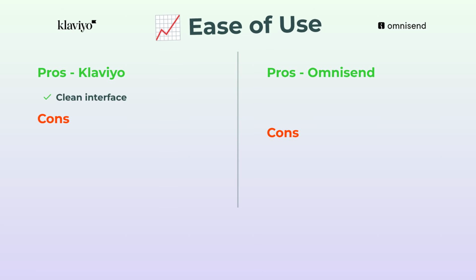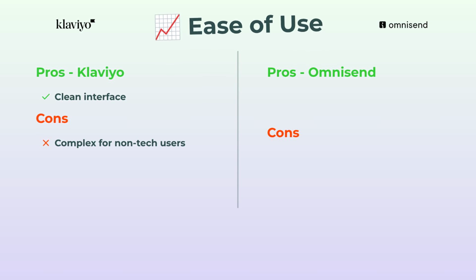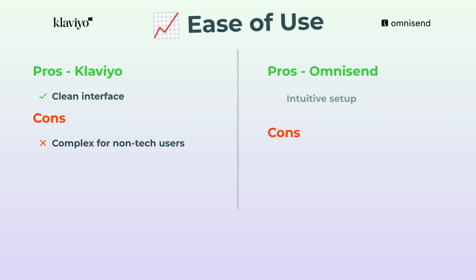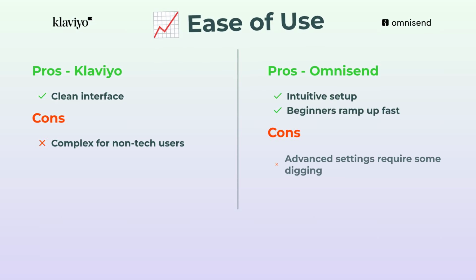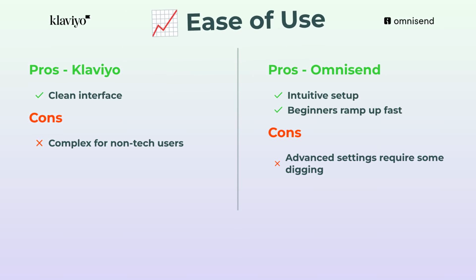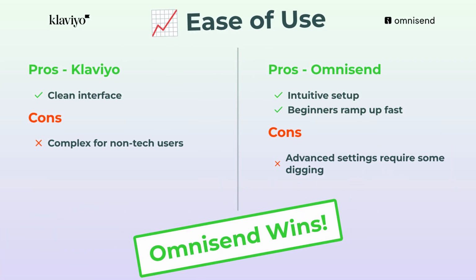Ease of use, Klaviyo's interface is clean, like it really looks pro. But yeah, if you're not into spending time learning all the ins and outs, it's kinda intimidating. Omnisend, though, setup is a breeze. If you're a beginner, you'll feel right at home. You can get up and running so much faster. Advanced stuff does take a little clicking around, but honestly, I'd call Omnisend more user-friendly, especially if you want to move quick. This round, Omnisend wins.